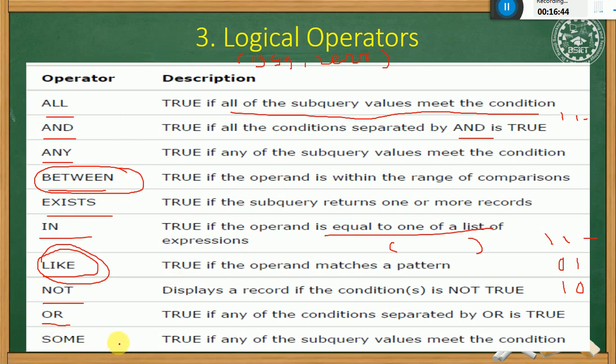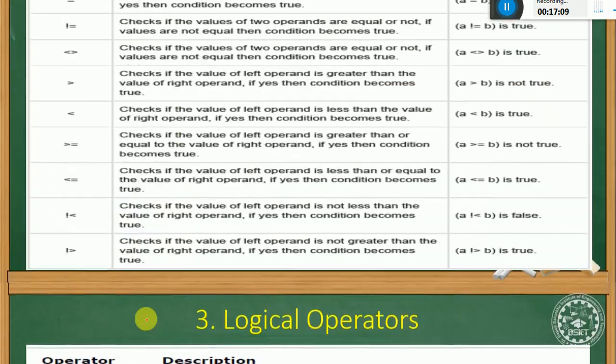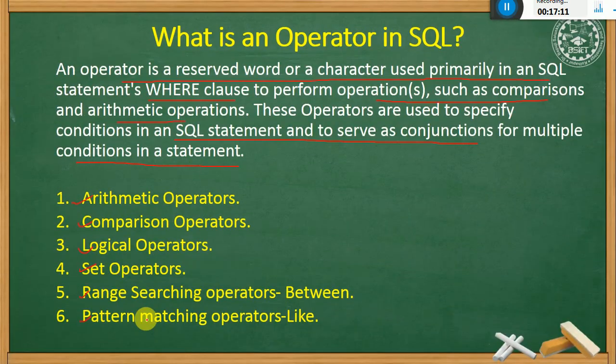Some is another logical operator which is used to compare some values within the range. So some is similar to all, but it has a condition like AND. We can demonstrate all these operators using appropriate examples, and then you can easily understand these operators.